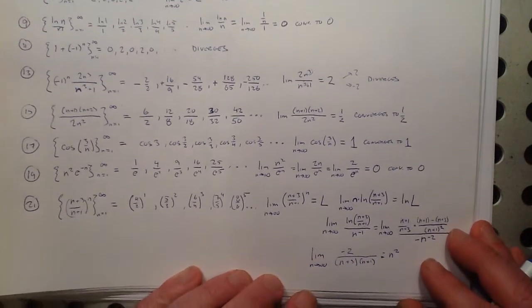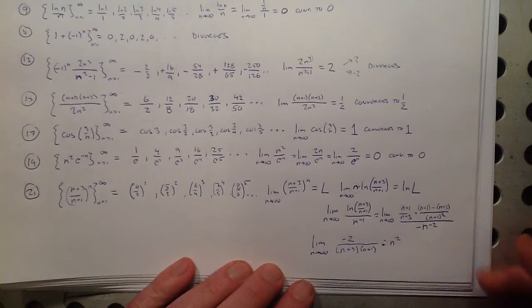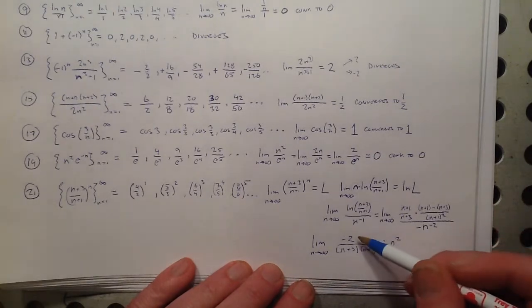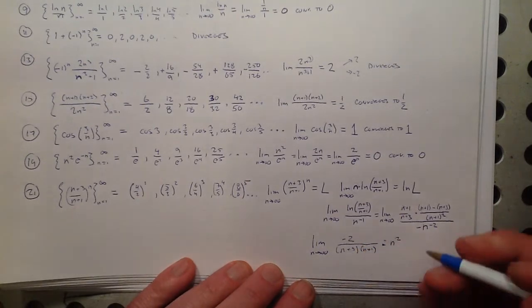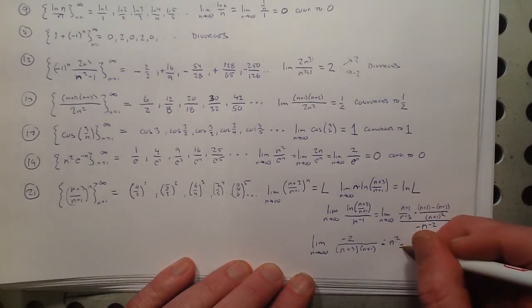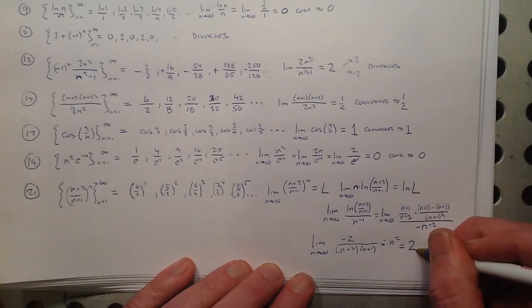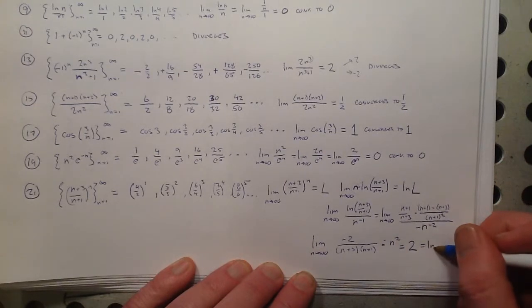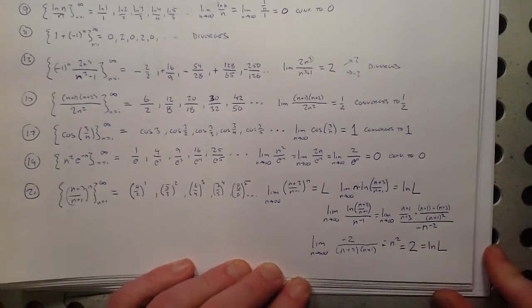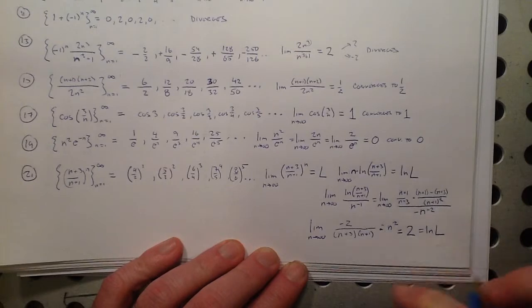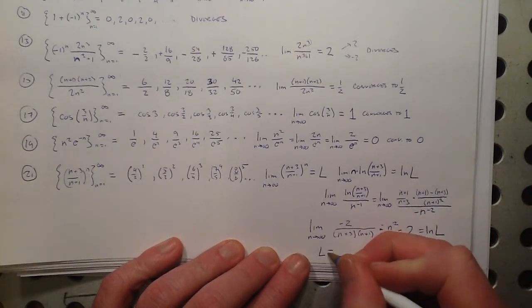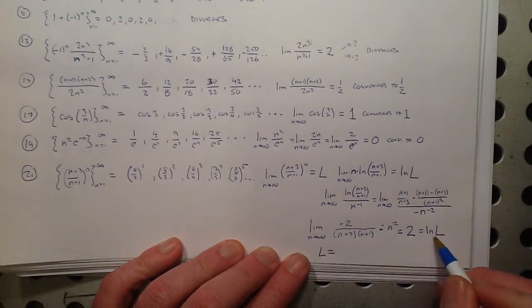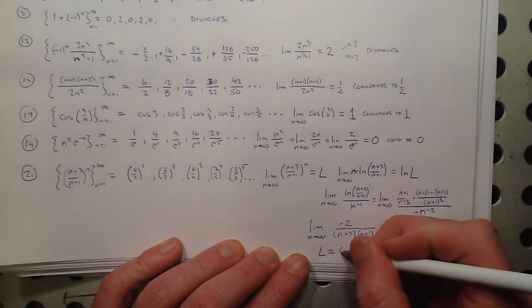So hey, that's highest power. Top and bottom are both 2. Coefficient on the top is 2. Coefficient on the bottom is 1. So that's 2. But that's equal to the natural log of the limit we were looking for. So what's L? L is equal to e squared.